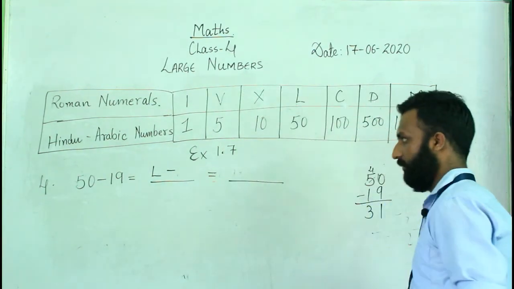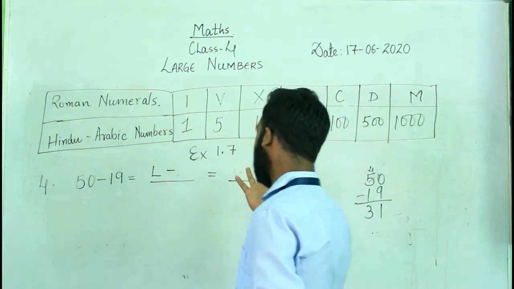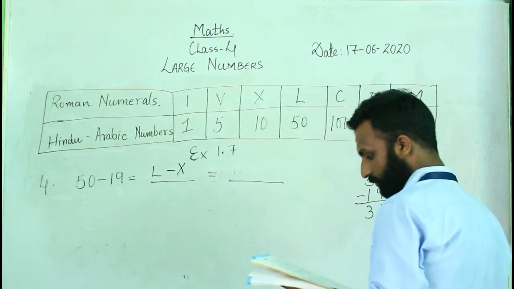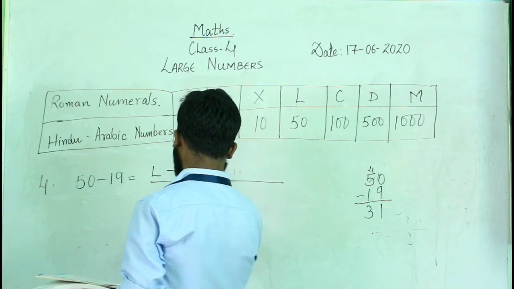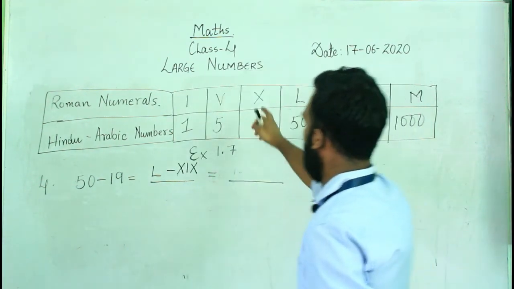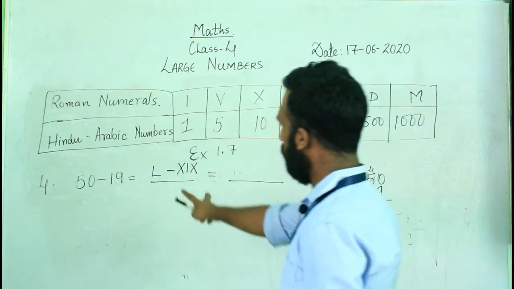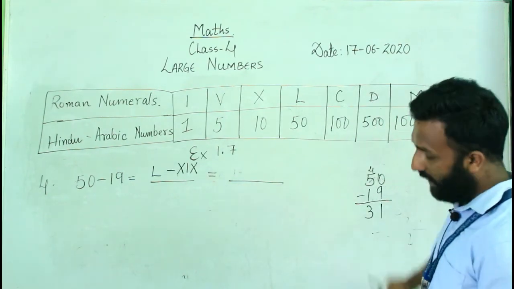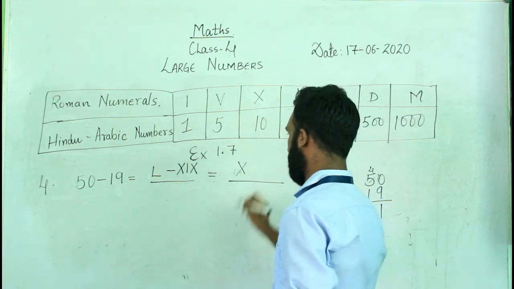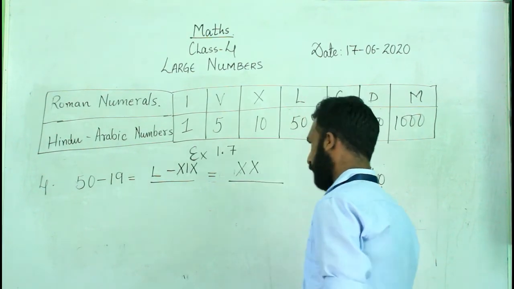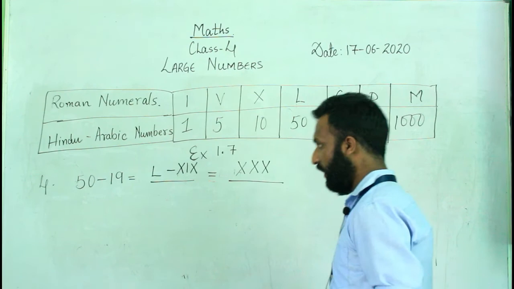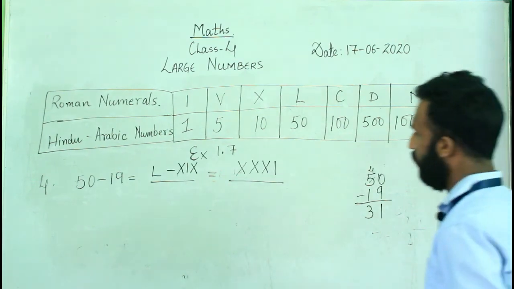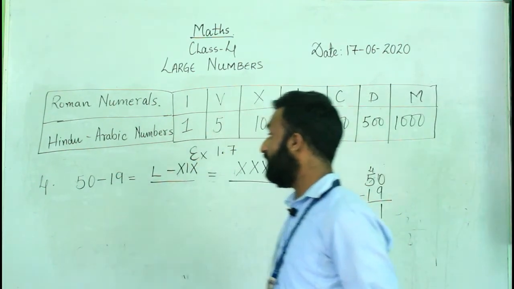How to write 19? 19 is 10 plus 9. So we have X, and 9: you know that 10 minus 1 is 9, X minus 1 is 9. So this is how we have written it in Roman. Now the answer is how much? 31. How to write 31? 10, 20, 30 and 1. So this is how you will write the answer to question number 4.